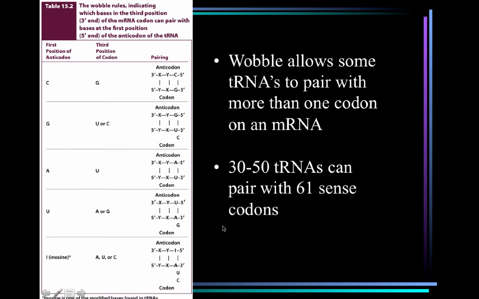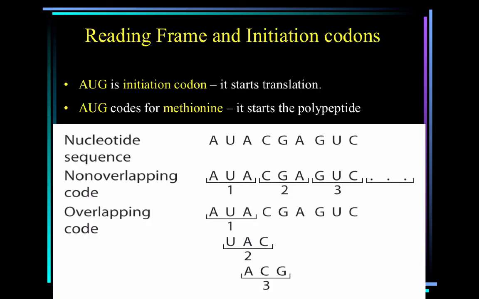There are between 30 and 50 transfer RNAs that exist in our cells, and they can pair with the 61 sense codons. So we don't actually have 61 different transfer RNAs. There are only 30 to 50 of them because more than one codon, a triplet code on the mRNA strand, can bind to the same transfer RNA.